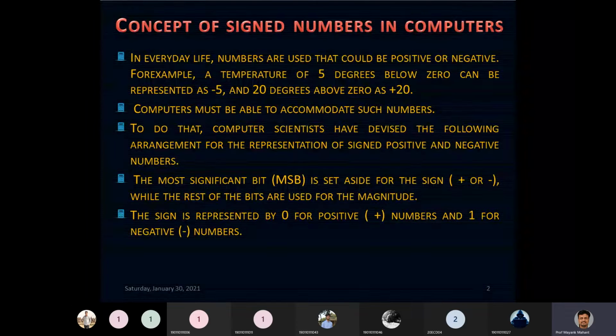In everyday life, the numbers used could be positive or negative. For example, a temperature of 5 degrees below zero can be represented as -5 degrees, and 20 degrees above can be represented as +20 degrees. So the computer must be able to accommodate such numbers. Suppose I want to make a log of the temperature over the whole day, it may range from -25 degrees to +25 degrees. If I want to maintain the log of it, then definitely this kind of numbers should be handled by our computer system.